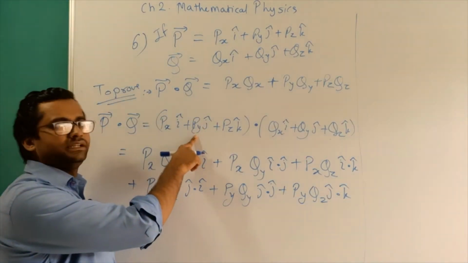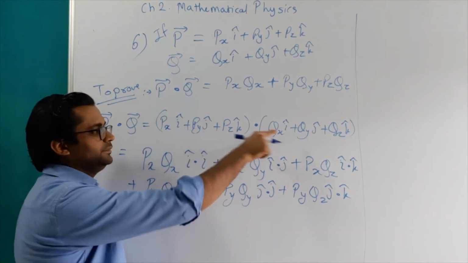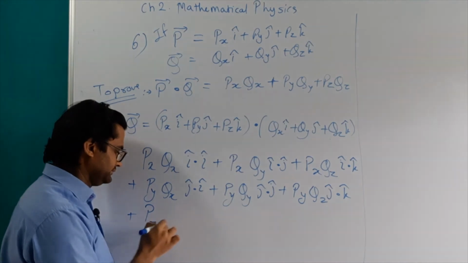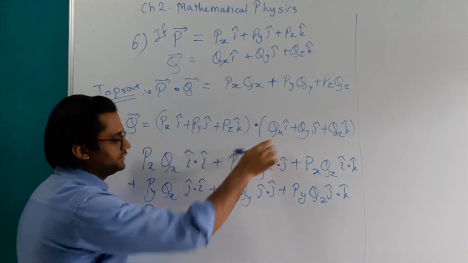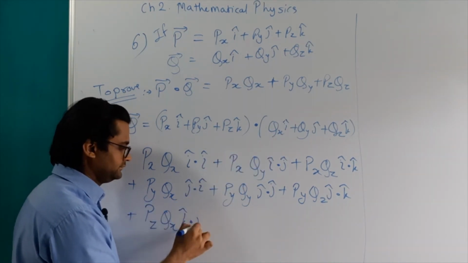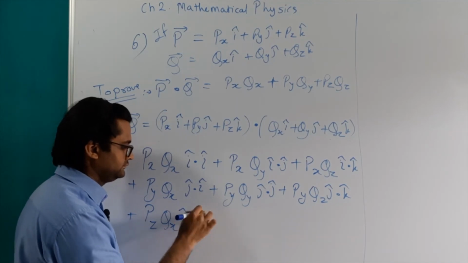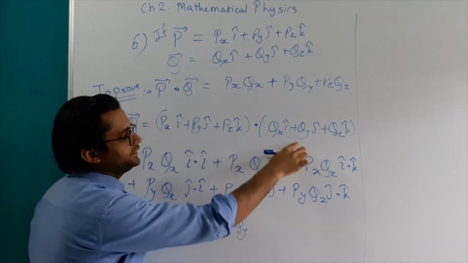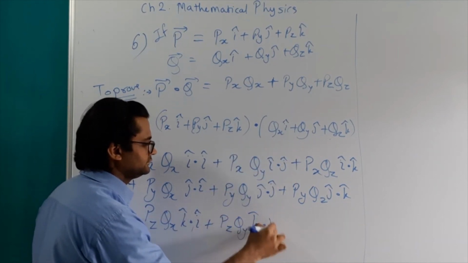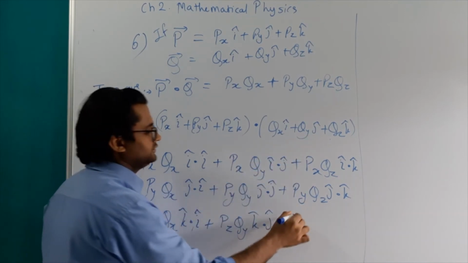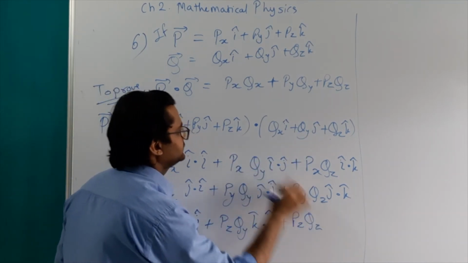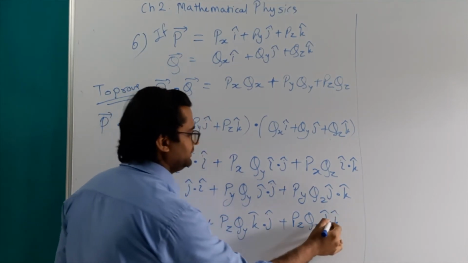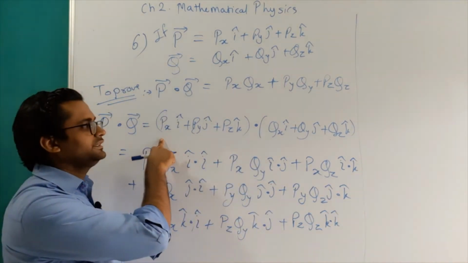Now we have multiplied the second term by each term. Now the third term is multiplied by each and every term. So this will be pz into qx, k dot i, pz into qy, k dot j, pz into qz, k dot k. So this is how we have multiplied each term of the first vector by each term of the second vector.